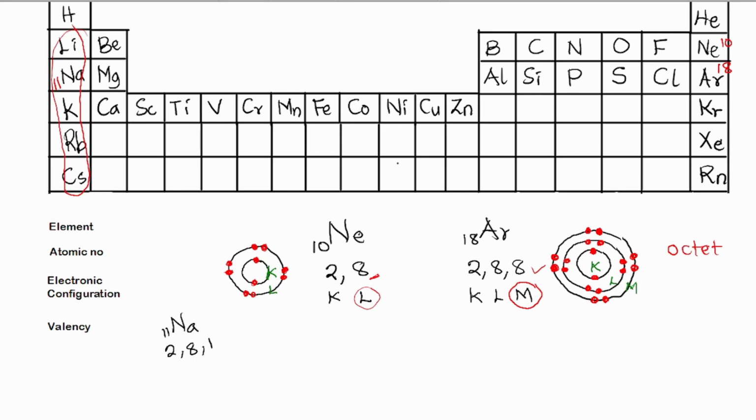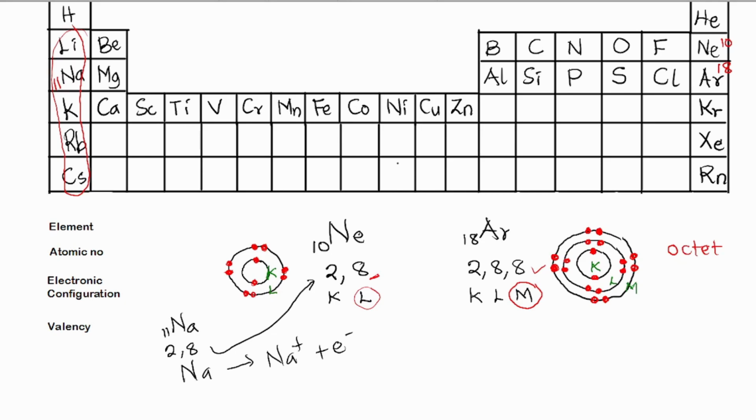In order to achieve the octet configuration, sodium would have to either gain 7 electrons to become 8 in the outermost shell, or it loses just 1 electron to become exactly like the electronic configuration of neon. So in this way, sodium losing an electron to form sodium ion makes it exactly like neon, thereby achieving the octet configuration of a noble gas.